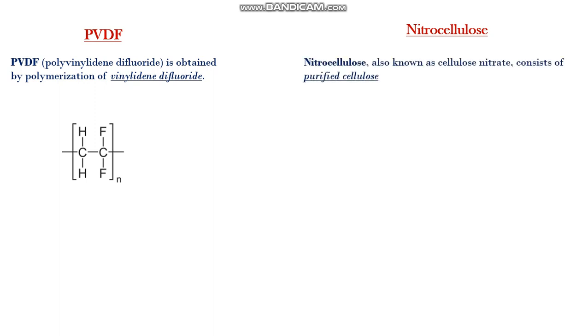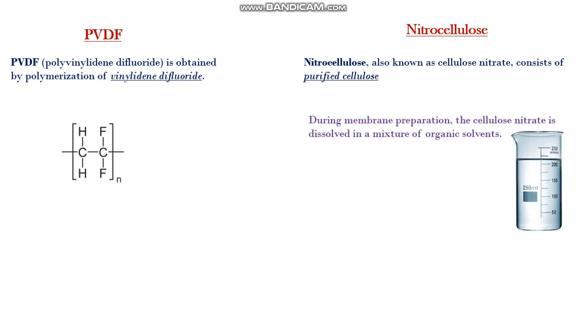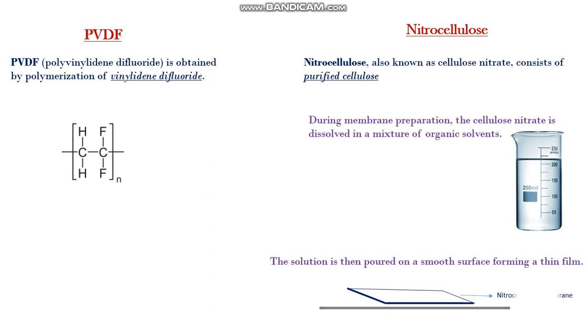PVDF, polyvinylidene difluoride, is obtained by polymerization of vinylidene difluoride. Whereas nitrocellulose is also known as cellulose nitrate and consists of purified cellulose. During membrane preparation, the cellulose nitrate is dissolved in a mixture of organic solvents and then the solution is poured on a smooth surface, forming a thin film. And this is how the nitrocellulose membrane is formed.